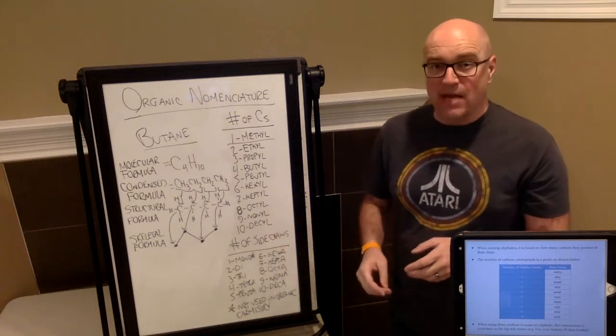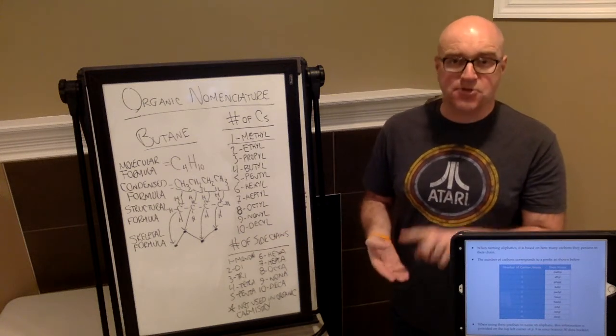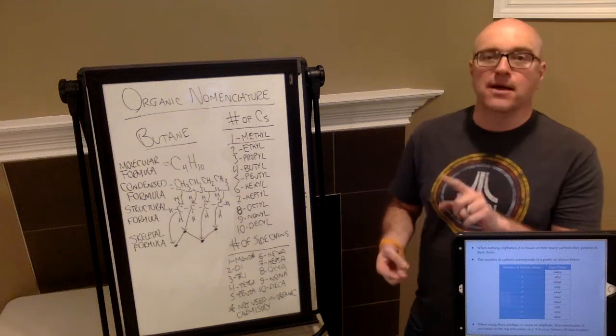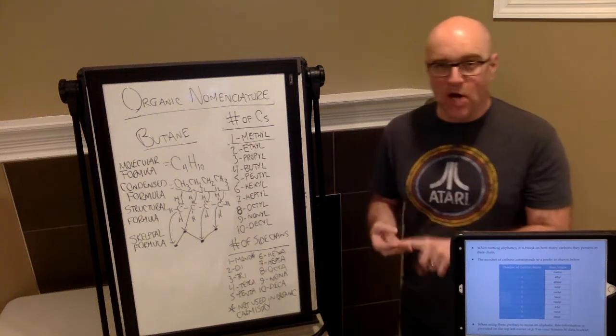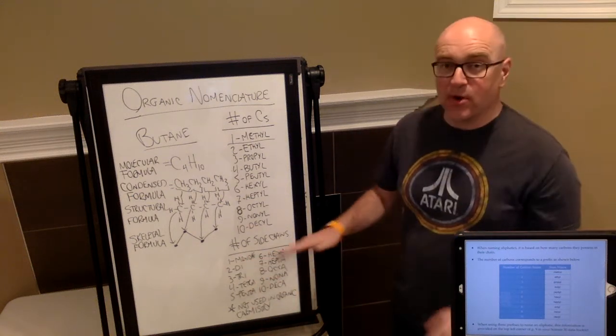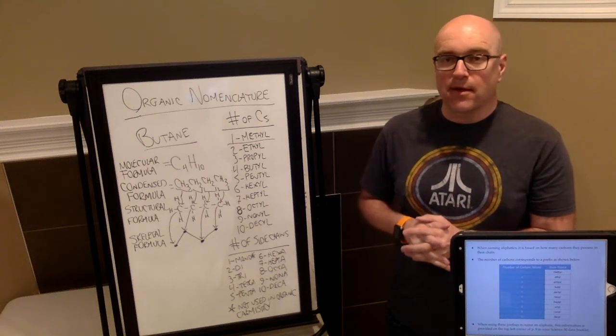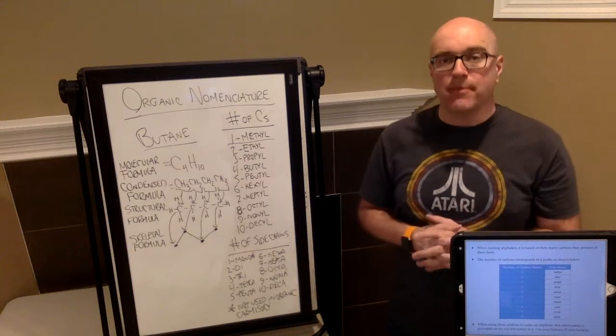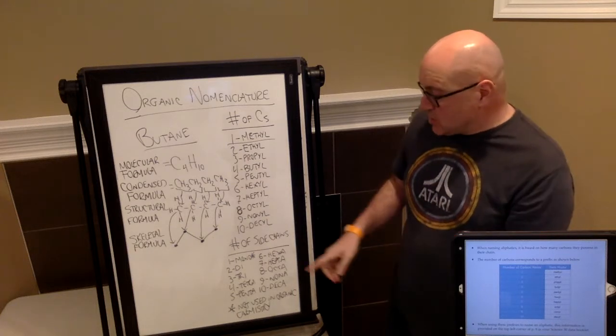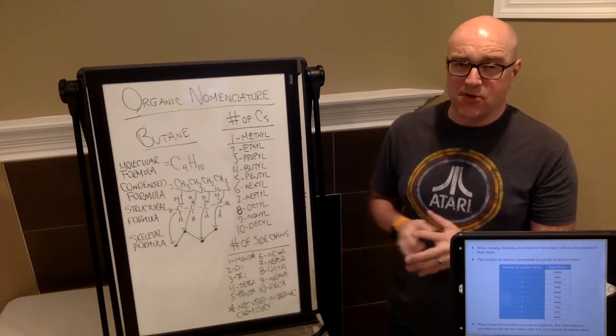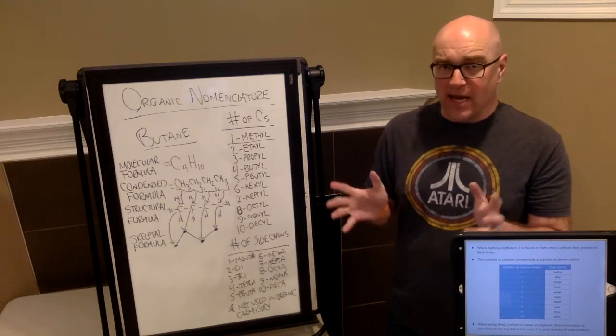And those have to be indicated by either mono, di, tri, tetra, penta, hexa, hepta, octa, nona, deca, which you're very familiar with if you remember how to name your molecular compounds back in the day. For example, carbon monoxide, carbon dioxide. Just so you're aware, mono doesn't really get used at all in organic chemistry.